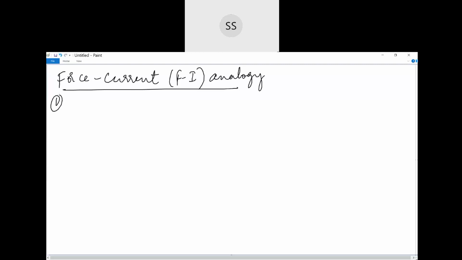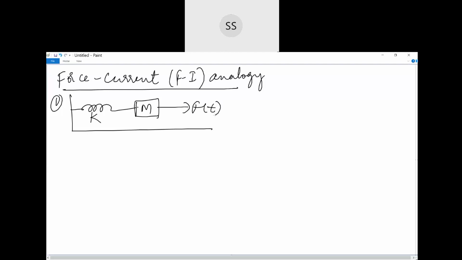So consider the given system. It has a spring K and there is a mass M and a force F of t is applied, and the mass is getting displaced by x of t, and also the friction element is B. So this is a given mechanical system. So for this we have to write now the force current analogous circuit.